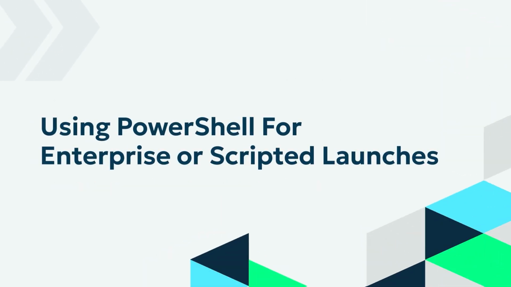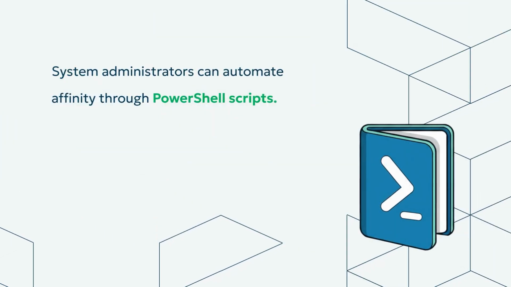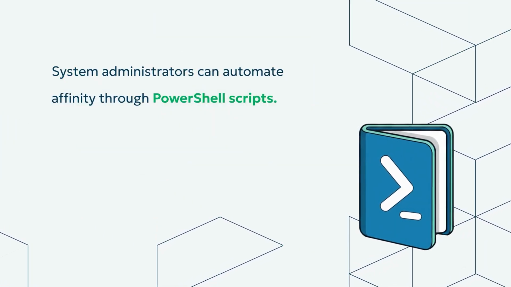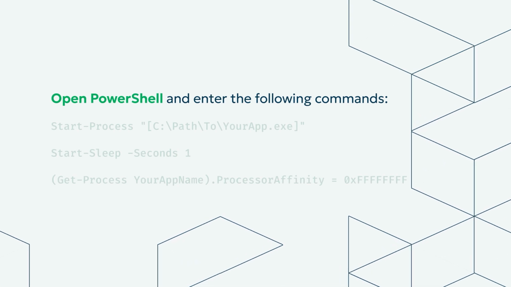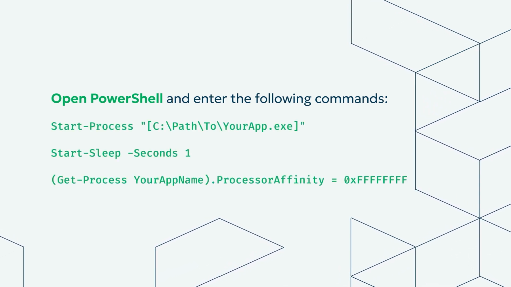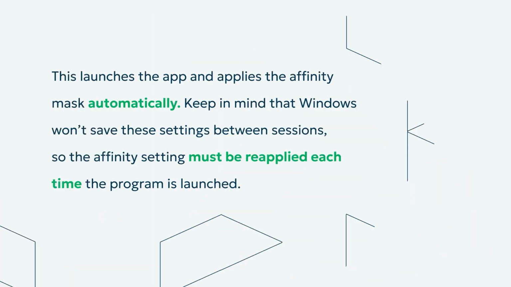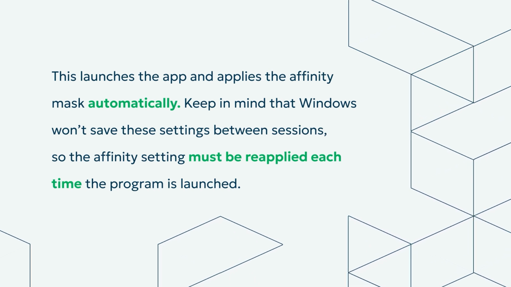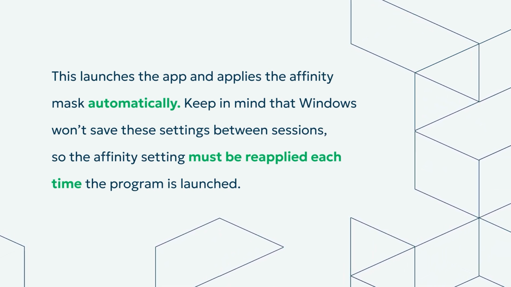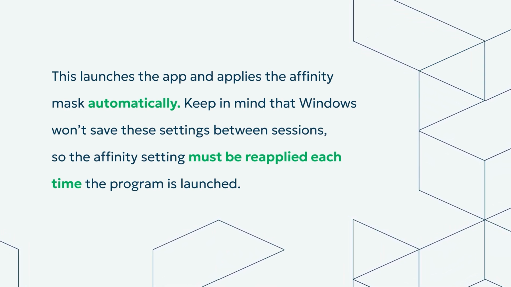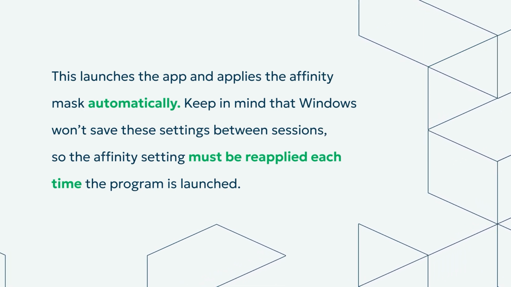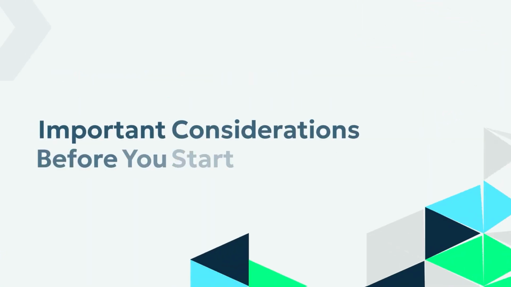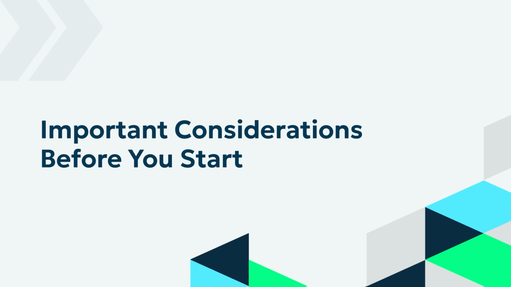Using PowerShell for enterprise or scripted launches. Meanwhile, system administrators can automate affinity through PowerShell scripts. Open PowerShell and enter the following commands. This launches the app and applies the affinity mask automatically. Keep in mind that Windows won't save these settings between sessions, so the affinity setting must be reapplied each time the program is launched.